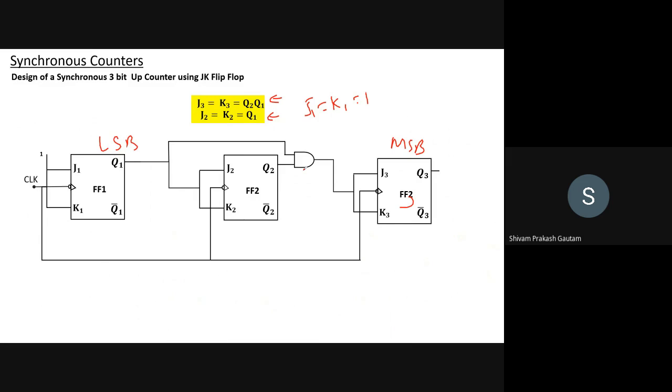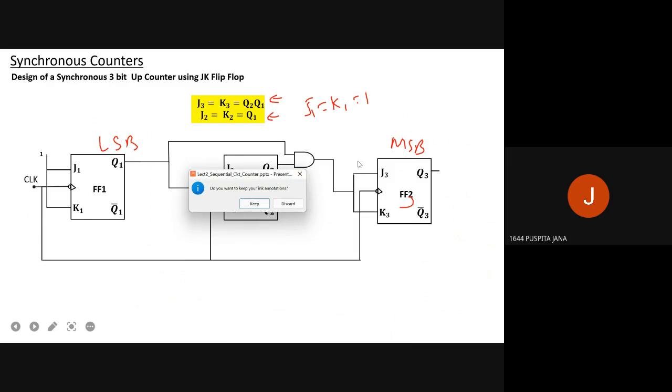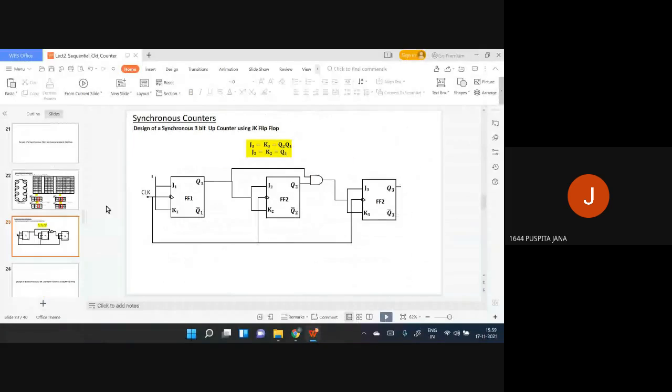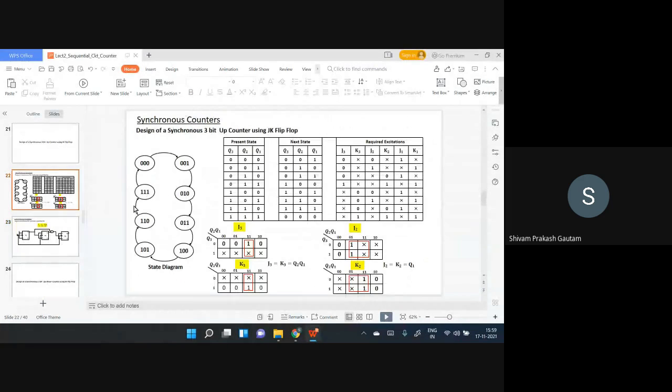So here we will stop. Sir, for every case J1 and K1 should be 1. For every case, you can see here, J1 and K1 are either 1 or don't care. So when you make a K-map and try to find the expression for J1 and K1, it will come 1. Yes, for every case, it will be 1.